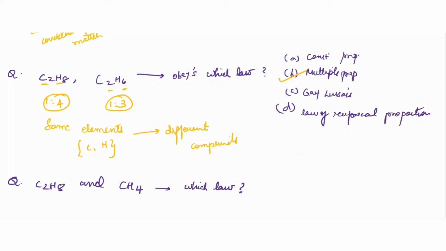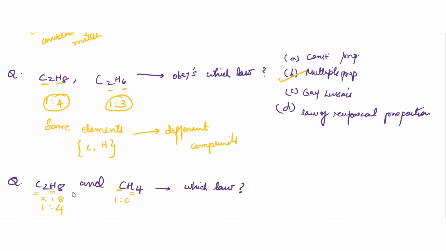That's what strikes you when you see this question immediately. So immediately you will tick the answer as law of multiple proportion, which is wrong. Always what you should do is write the ratio of carbon to hydrogen. 2 is to 8 is nothing but 1 is to 4 in C2H8. And in methane, CH4, the ratio is again 1 is to 4. So the same ratio, which means that it is the same compound.